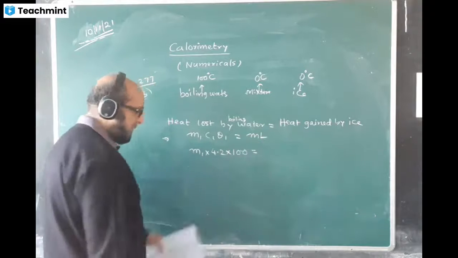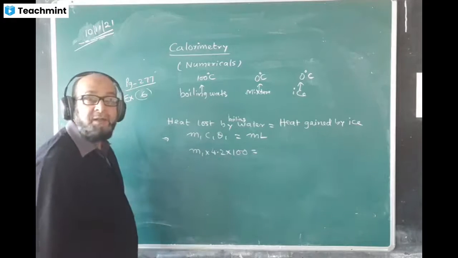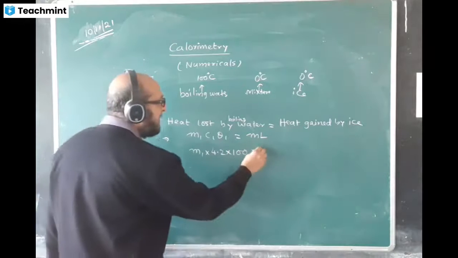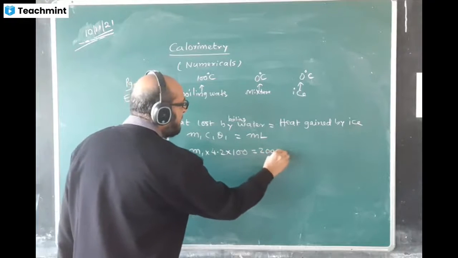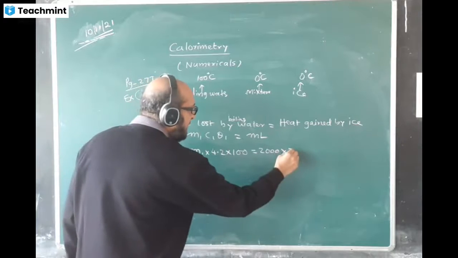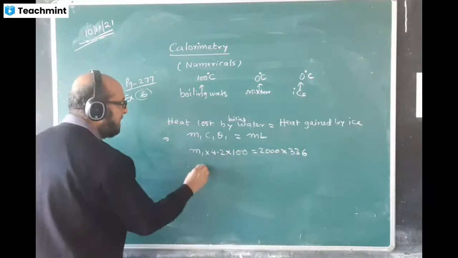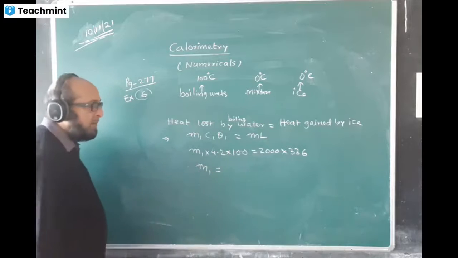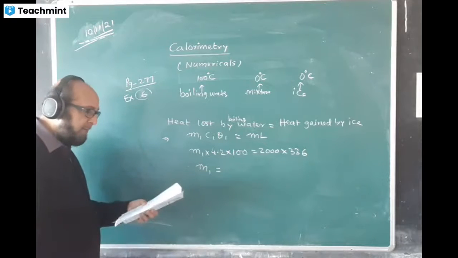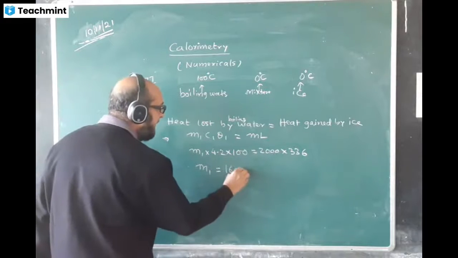Mass of the ice given in the question is 2 kg. But here the values given are in gram, so I will change. Mass is equal to 2 kg means write 2000. Into latent heat, the value given is 336. And I will calculate the value of M1. The value of M1 will come, 1600 gram.